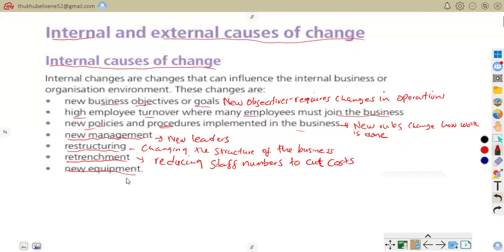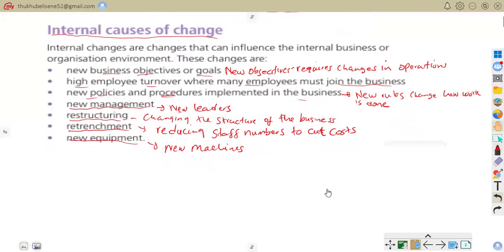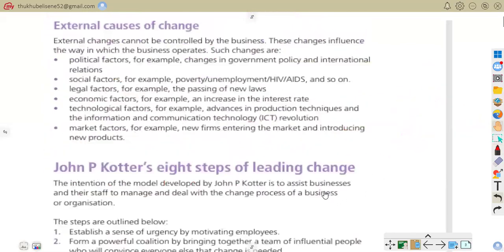With new equipment, we are talking about new machines requiring changes in work processes. For example, you introduce automated machines in a factory. So hope you're together on that. Let us move on.